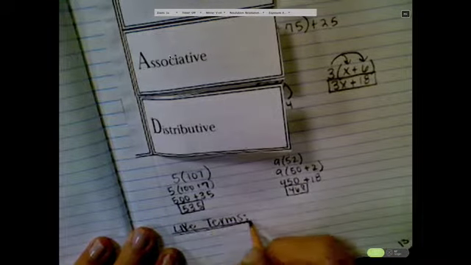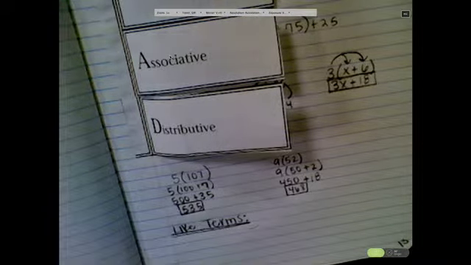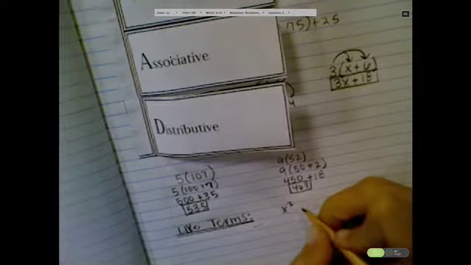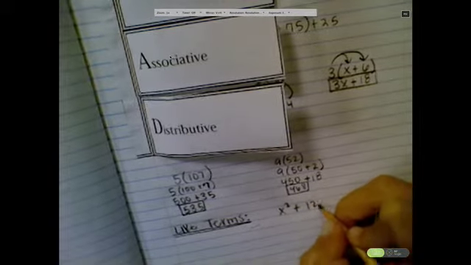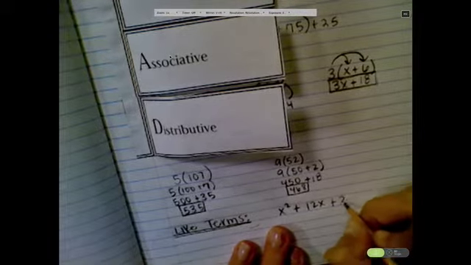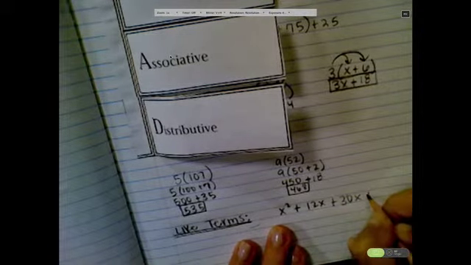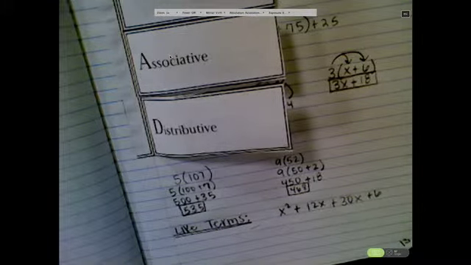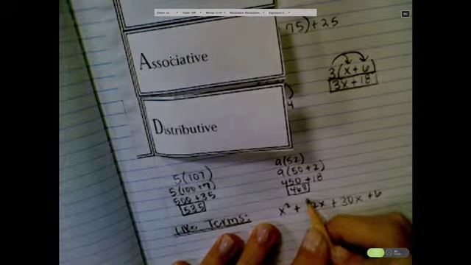Like terms comes in when you are simplifying expressions with variables. For example, if you were trying to simplify x squared plus 12x plus 30x plus 6. Remember, the goal here is not to figure out what x is. The goal is to simplify this expression as much as possible. So what are the like terms in this expression? Good, 12x and 30x.